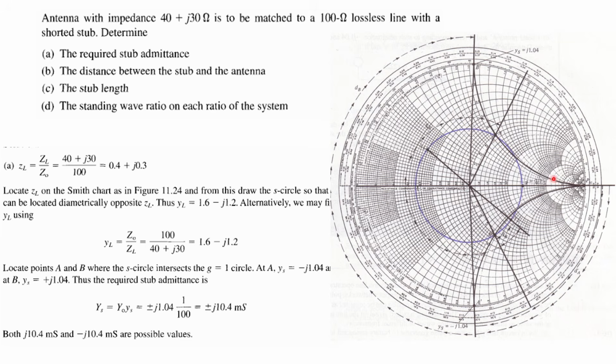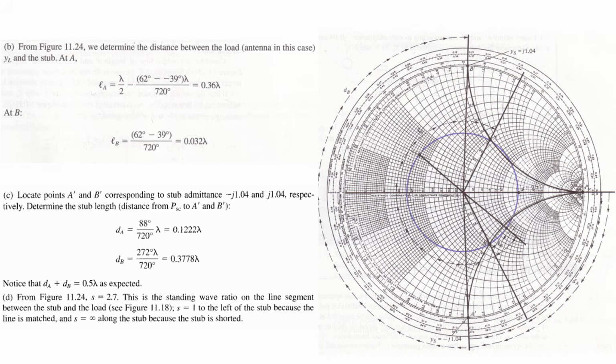So this is the extra one that you have in your transmission line, and this is the stub that you can connect in parallel. So this will cancel out this one. So finally the stub admittance is plus or minus j 1.04, right? So this way we can find it.